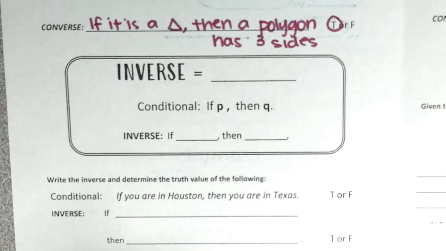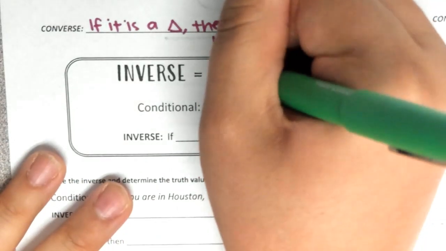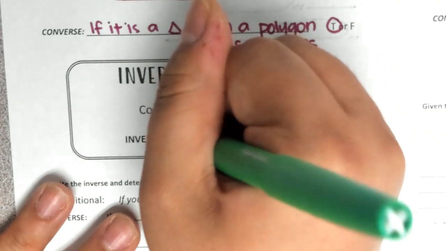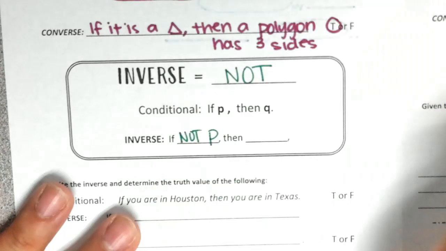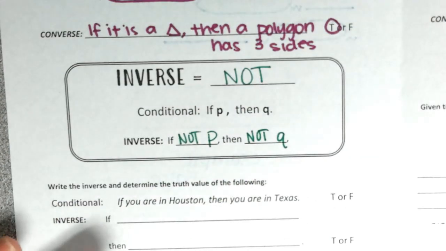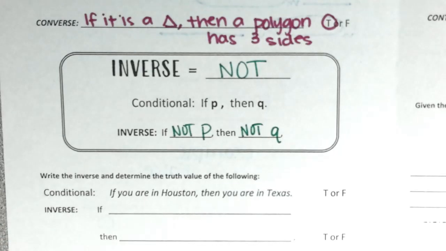Next is the word called inverse. Can everybody say inverse? Inverse means not. So instead of if P then Q, my inverse is going to be if not P then not Q. I'm not going to switch them this time. I'm just going to put not in the sentence.